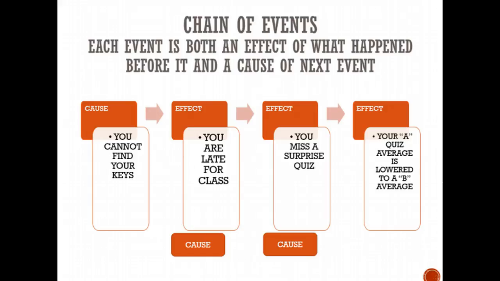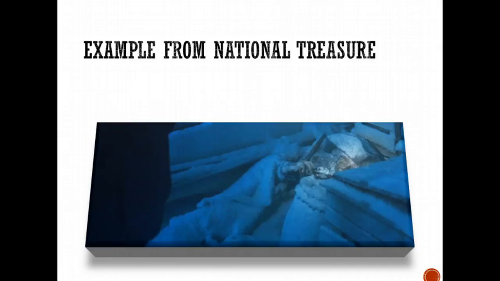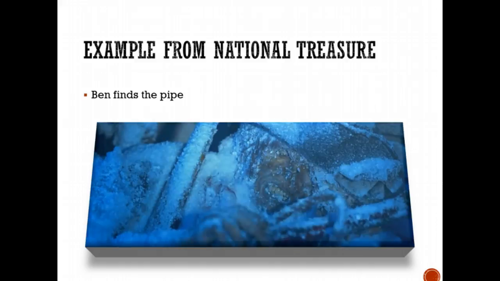Let's look at an example of a chain of events from a popular movie that you might know. Here's an example from National Treasure. Ben finds the pipe.